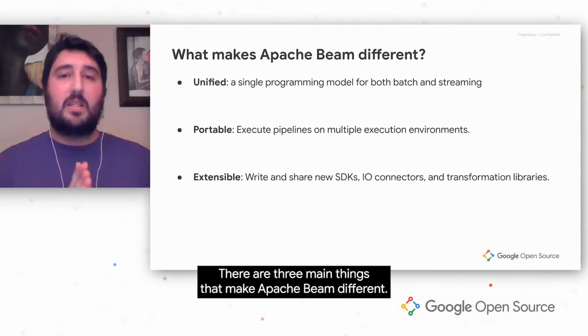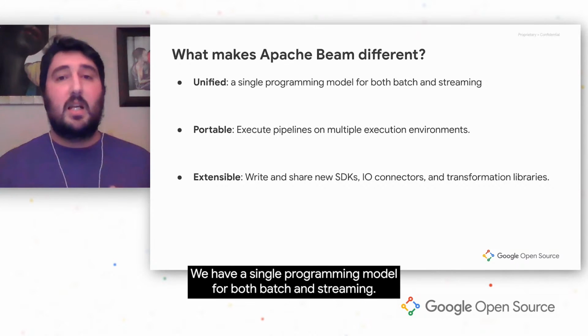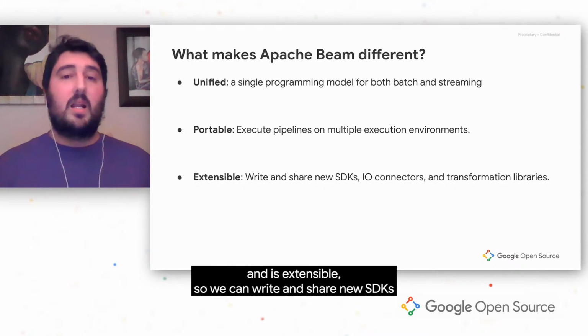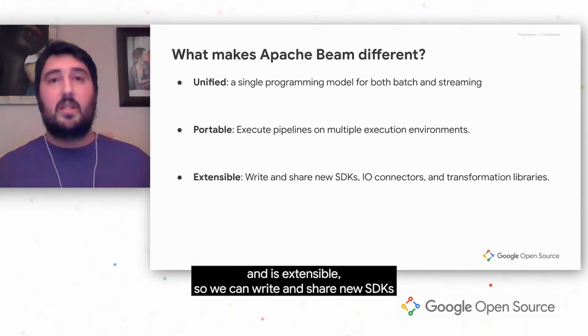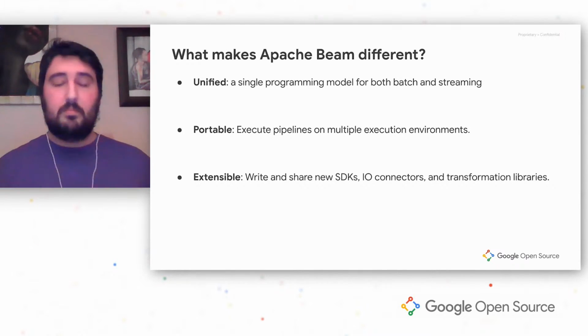There are three main things that make Apache Beam different. The first one is that it's unified. We have a single programming model for both batch and streaming. It's portable, so it can be executed in different execution environments, and it's extensible. So we can write and share new SDKs, IO connectors, and transformation libraries.